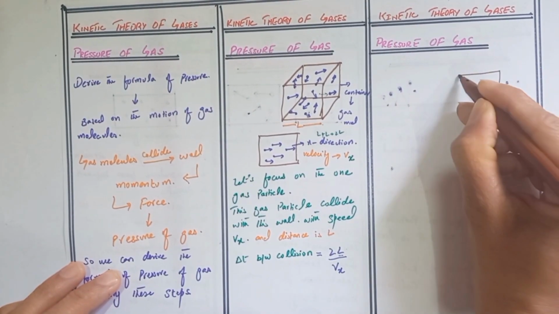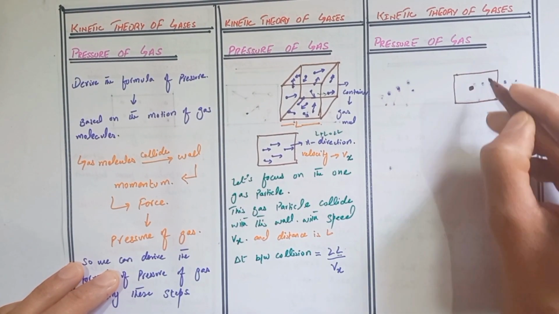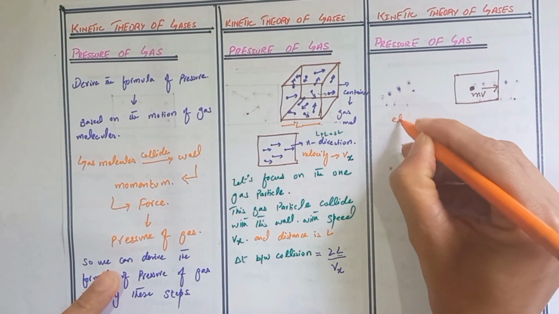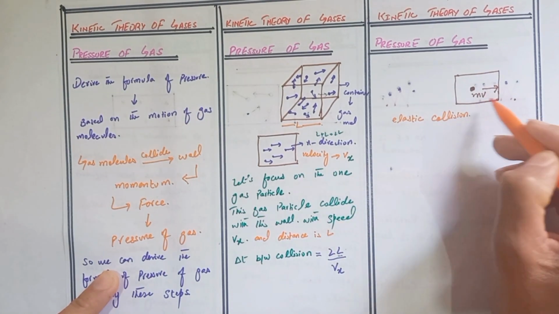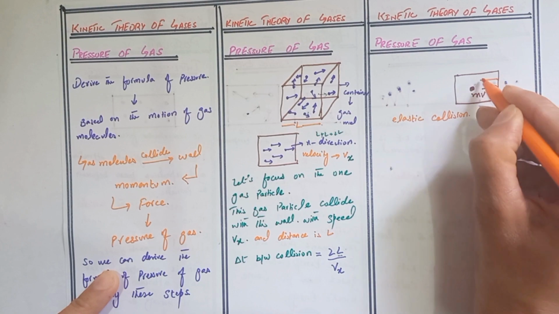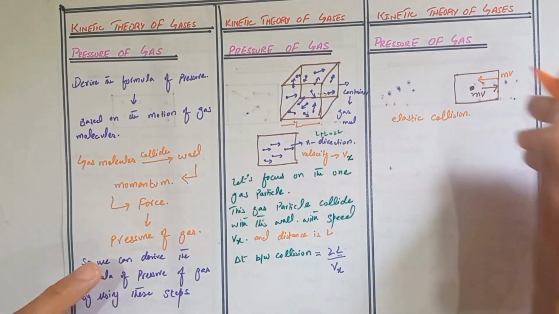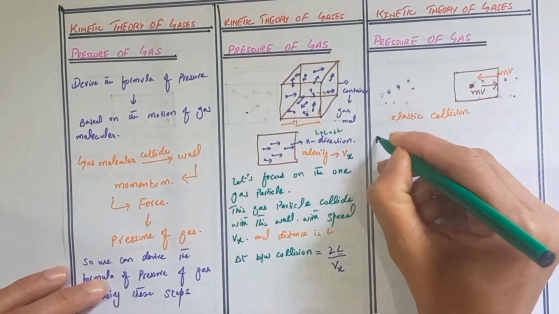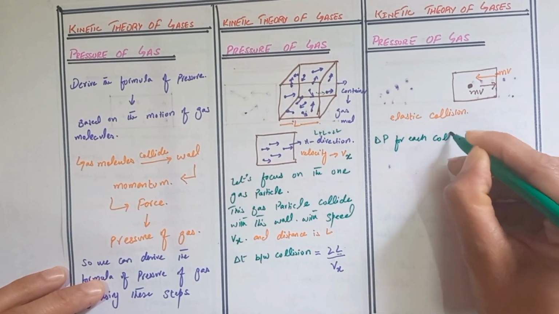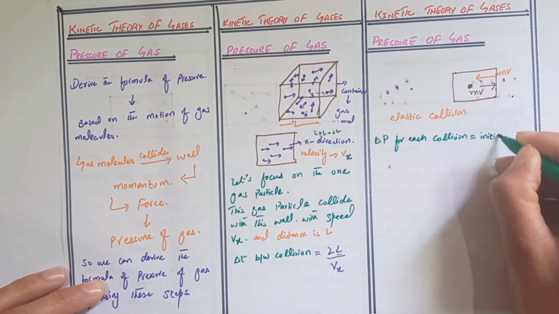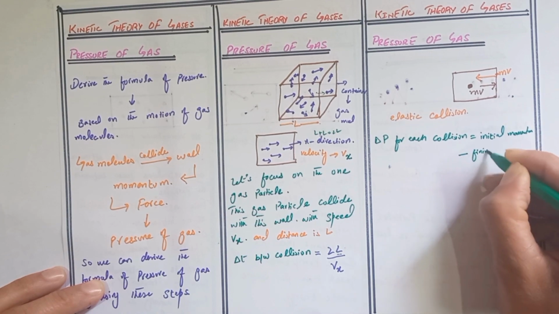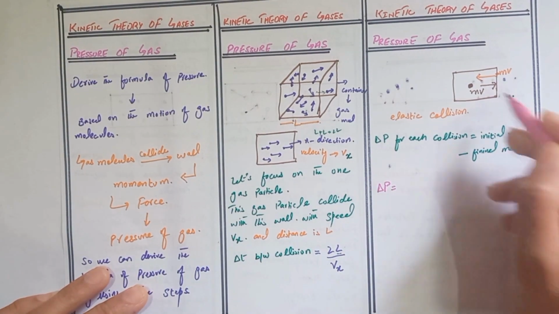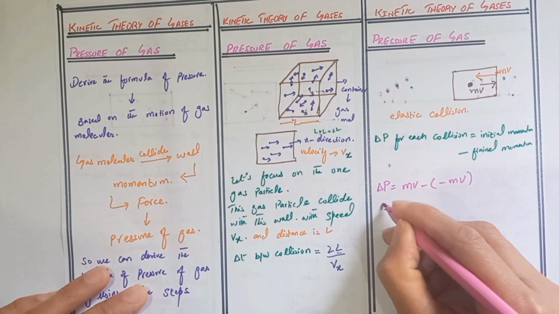When one gas particle collides with one face of the cube, it transfers the momentum, that is mv. We know that this collision is an elastic collision. When the collision is elastic, it rebounds with the same speed, so it rebounds with the same momentum, that is also mv, but in the opposite direction, so here we get negative. So the change in momentum for each collision is equal to initial momentum minus final momentum. So here the initial momentum is mv, minus the final momentum, which is minus mv. So the total change in momentum is 2mv.